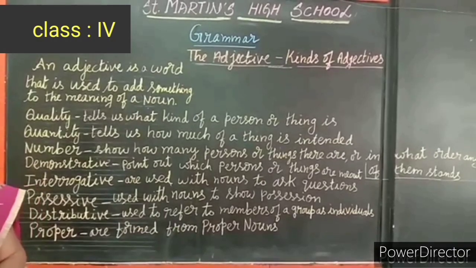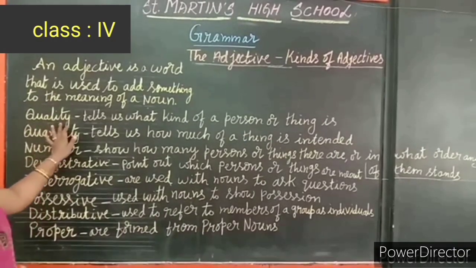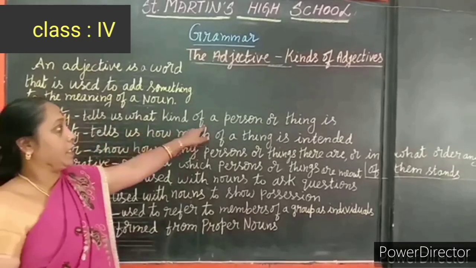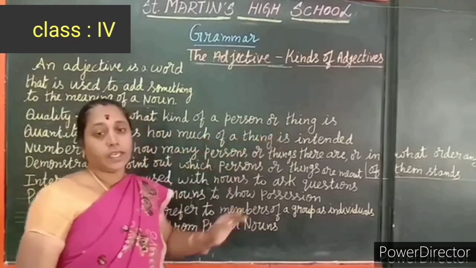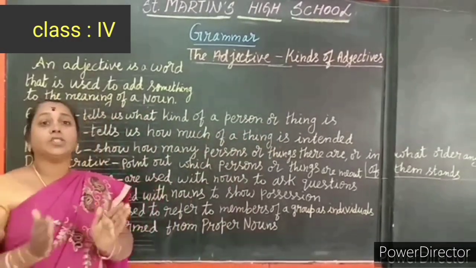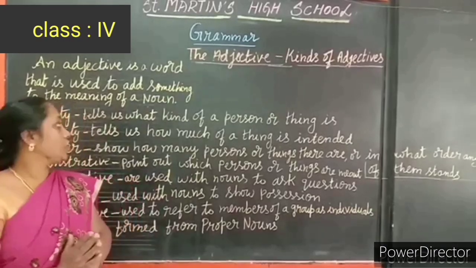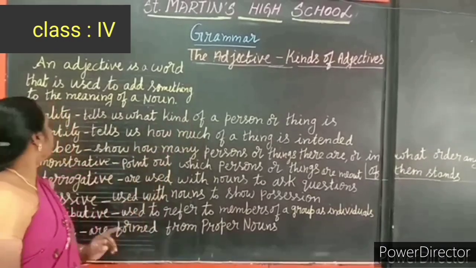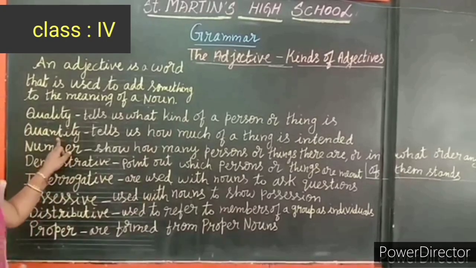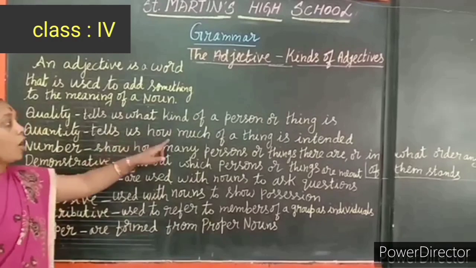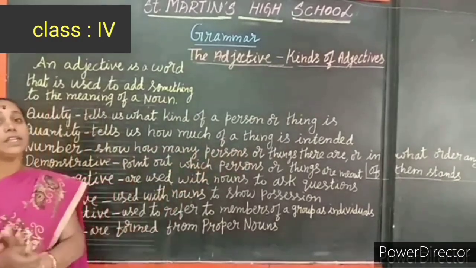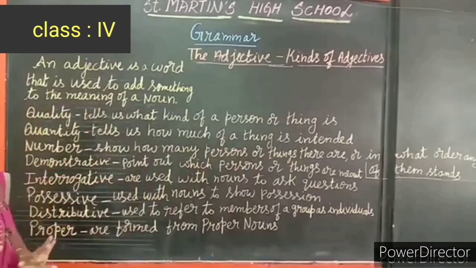So what do you mean by adjective of quality? Adjective of quality tells us what kind of a person or thing it is. It answers the question, what kind. Then adjective of quantity. This adjective of quantity tells us how much of a thing there is. It answers the question, how much.